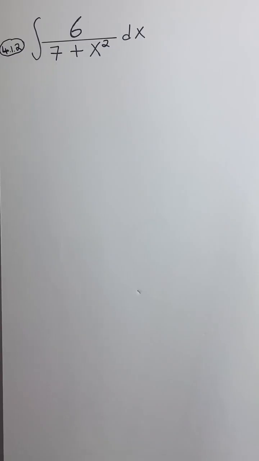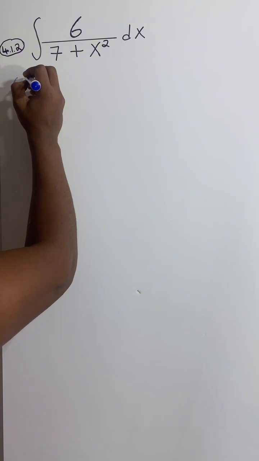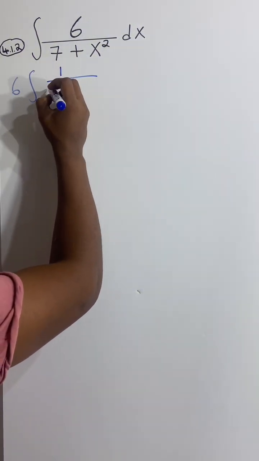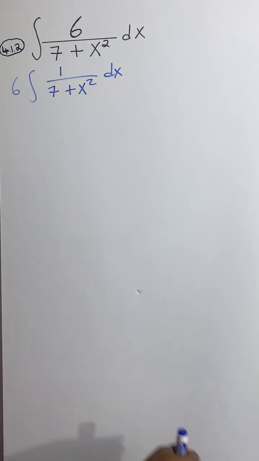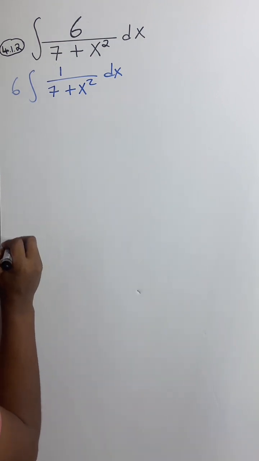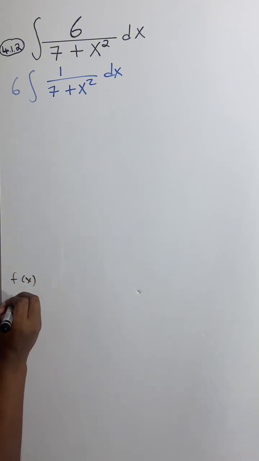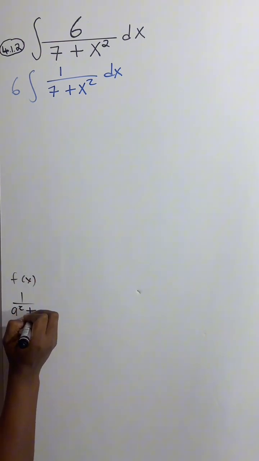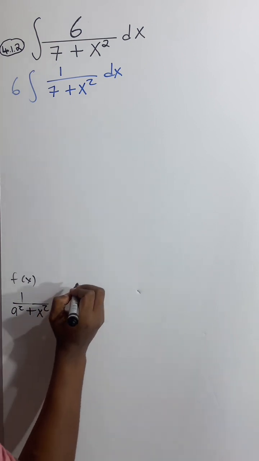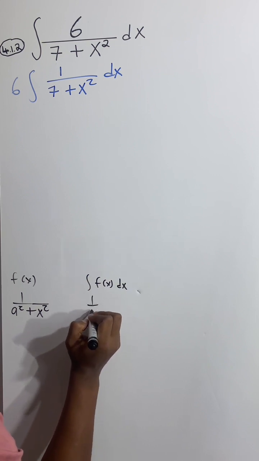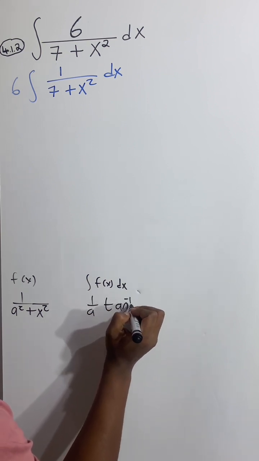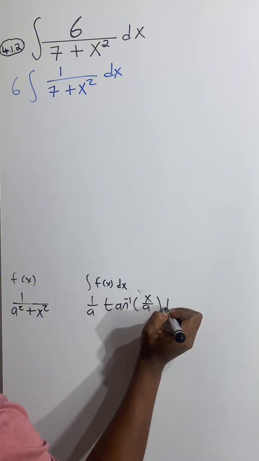4.1.2, we have to evaluate the integral of 6 divided by 7 plus x squared dx. We can choose to write the 6 out of the integral. To evaluate this integral, we have to use our formula sheet. On our formula sheet, we have f of x as 1 over a squared plus x squared, and the integral of f of x with respect to x is 1 over a arctan of x over a plus c.